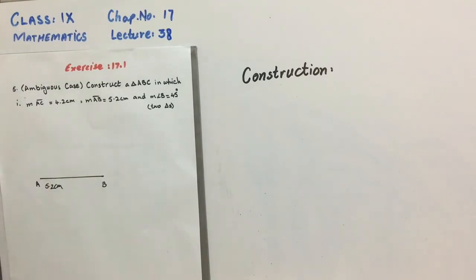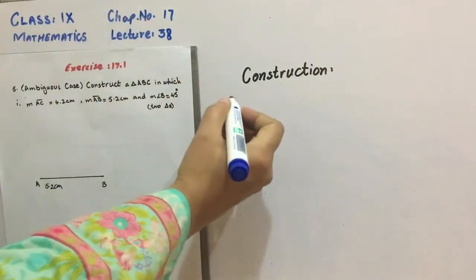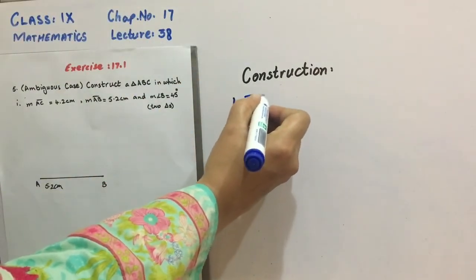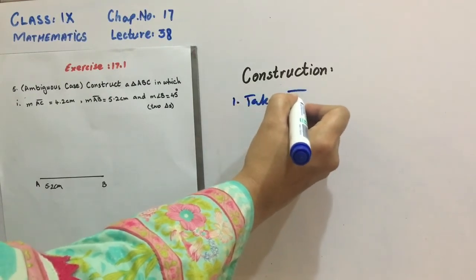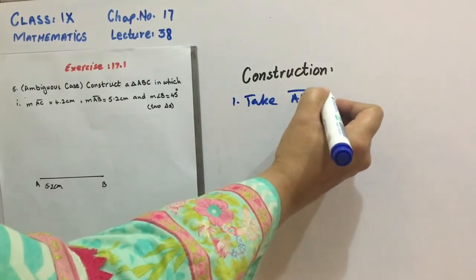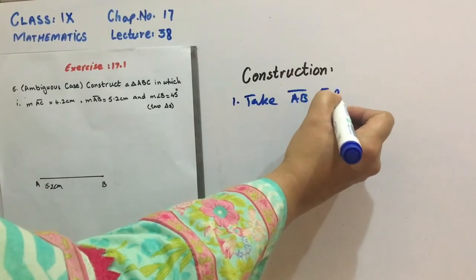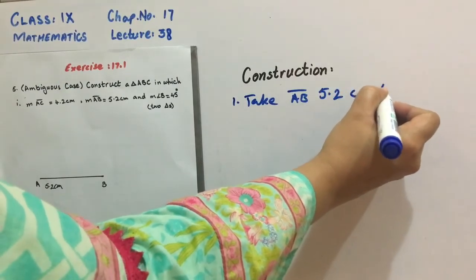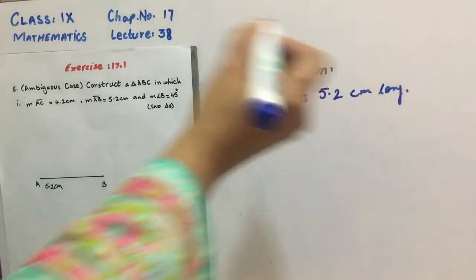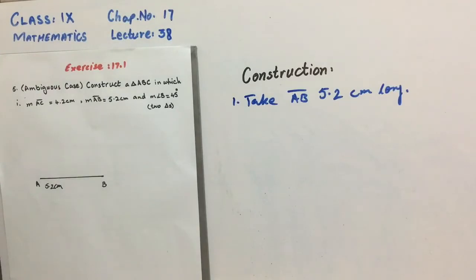Now note down this step. Step number 1, take line segment AB 5.2 centimeters long. In step 2, we will draw an angle of 45 degrees at point B.